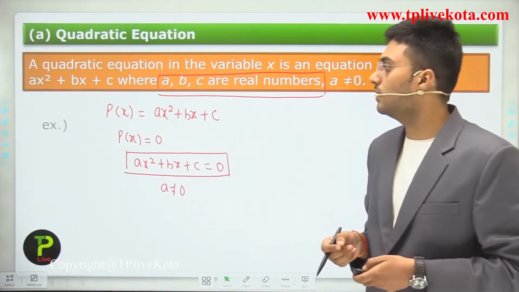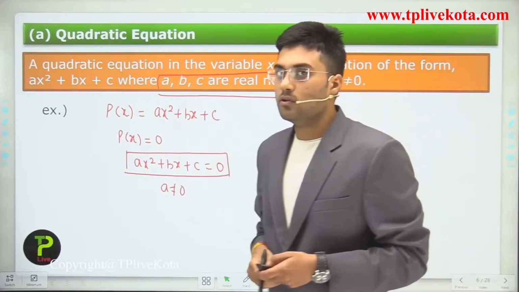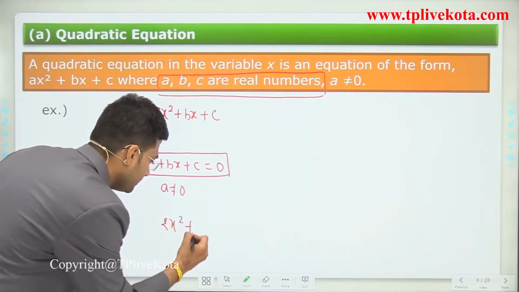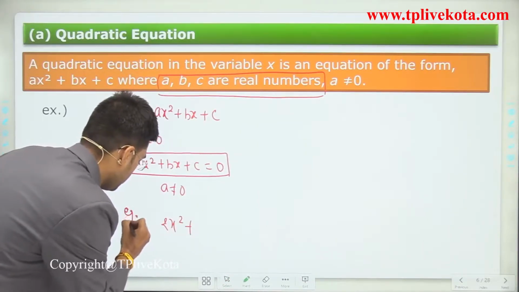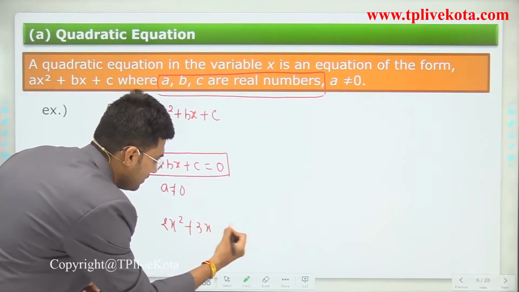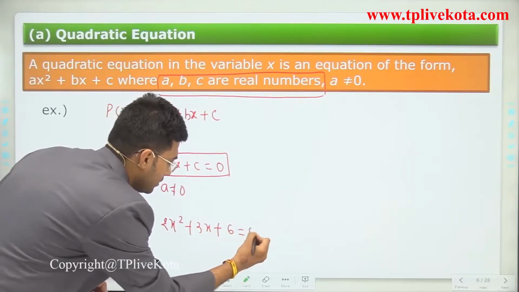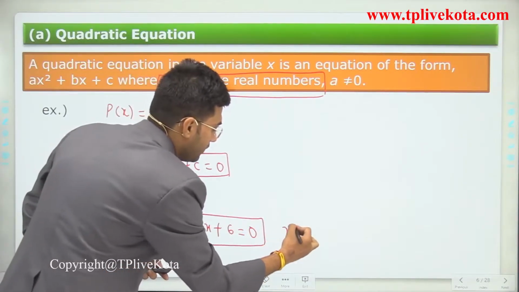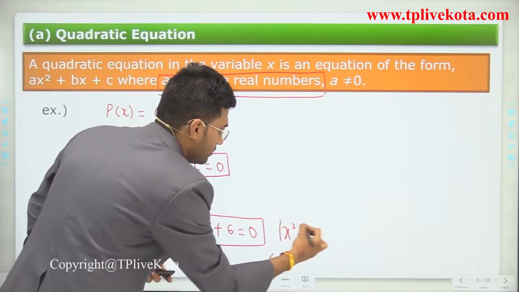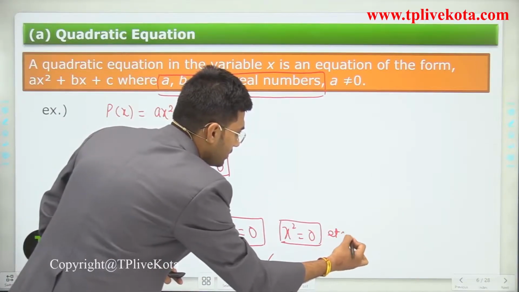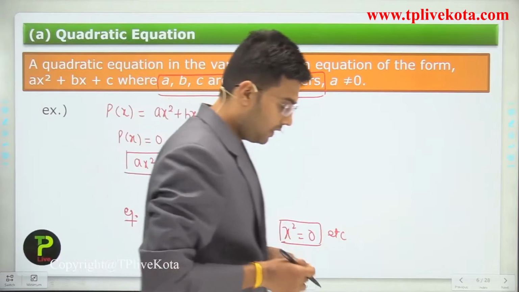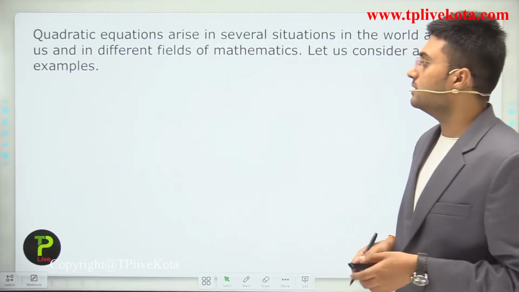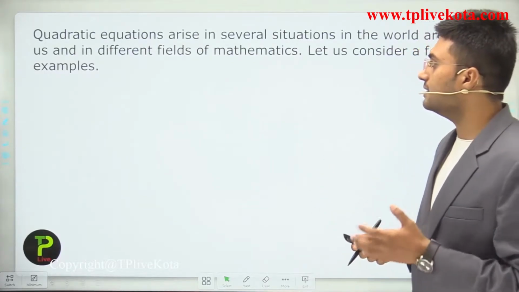Now let's talk about some examples. For example, 2x square plus 3x plus 6 equals 0. This is an example of a quadratic equation, or we can say x square equals 0. This is also an example of a quadratic equation. Clear?